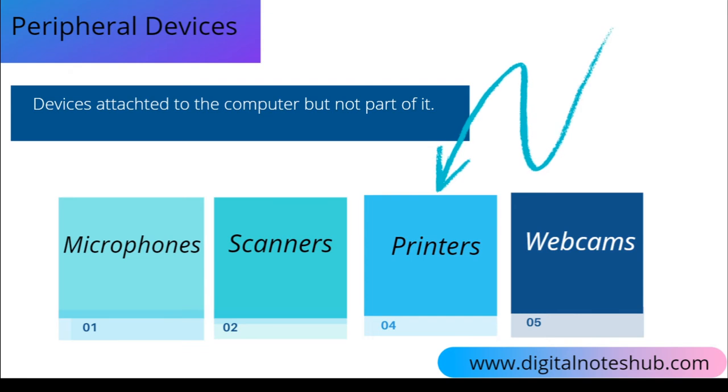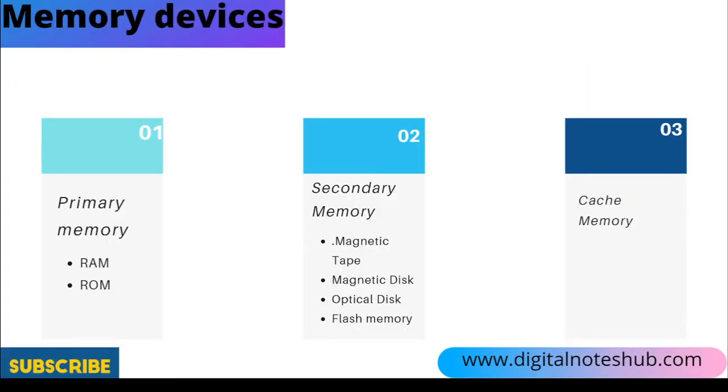So our next memory is cache memory. The memory which is nearest to the CPU is called cache memory. All the recent instructions are stored in cache memory.